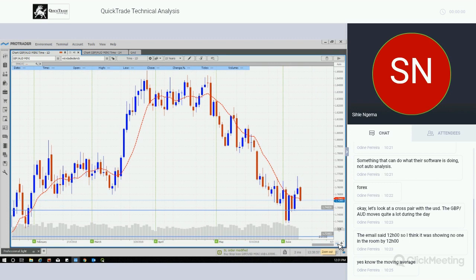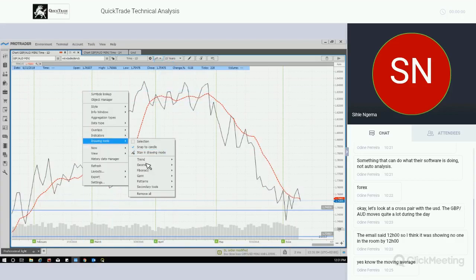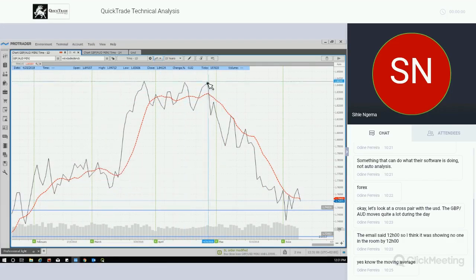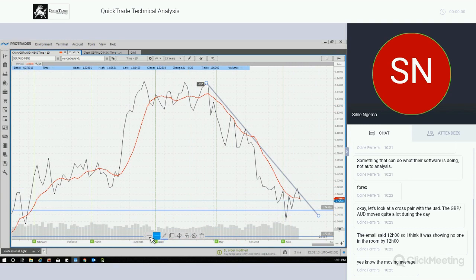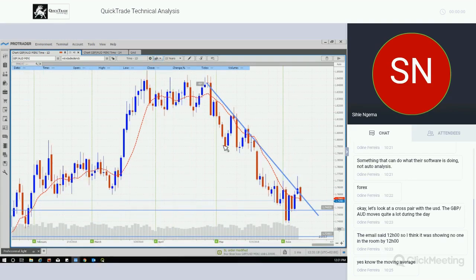Another thing that I see is that there is a trend line that needs to be marked. I'll show you that trend line. We have this declining trend line here. Because you see, we produced this nice bearish reversal pin around this area. This is a bearish reversal pin.